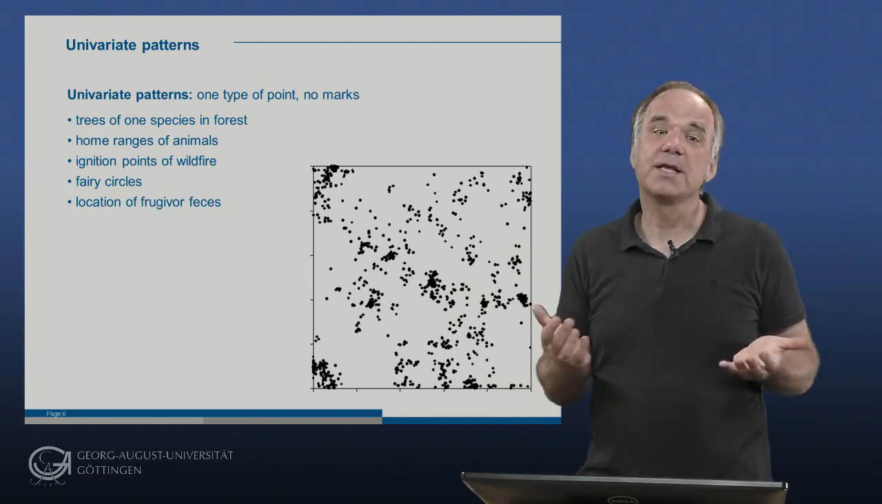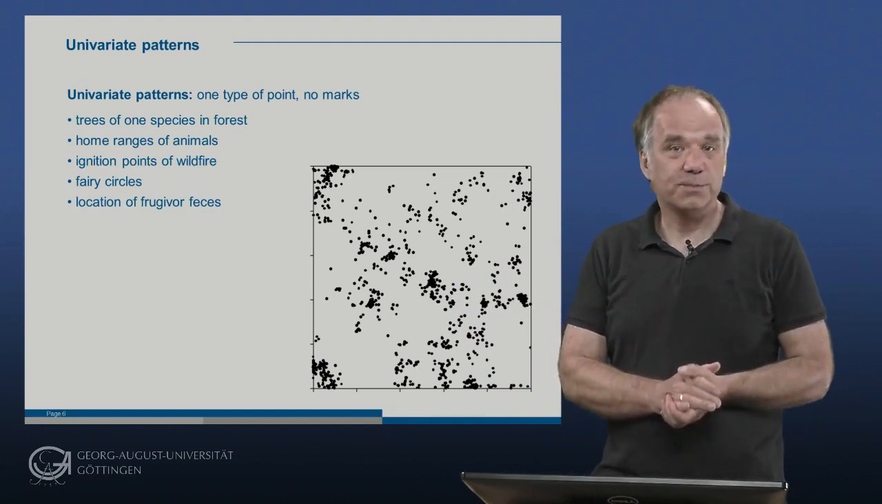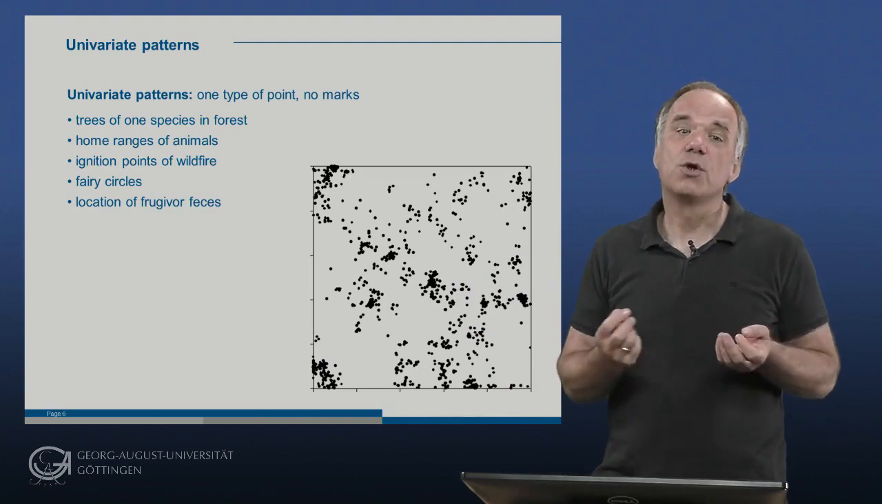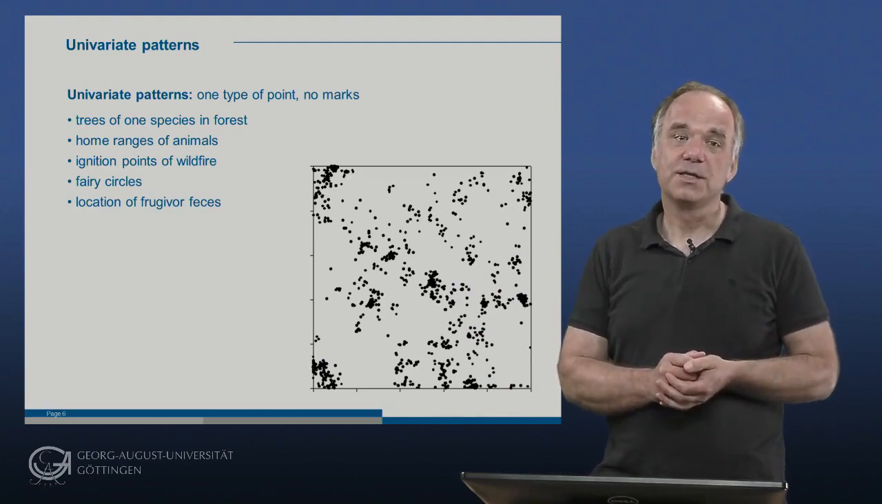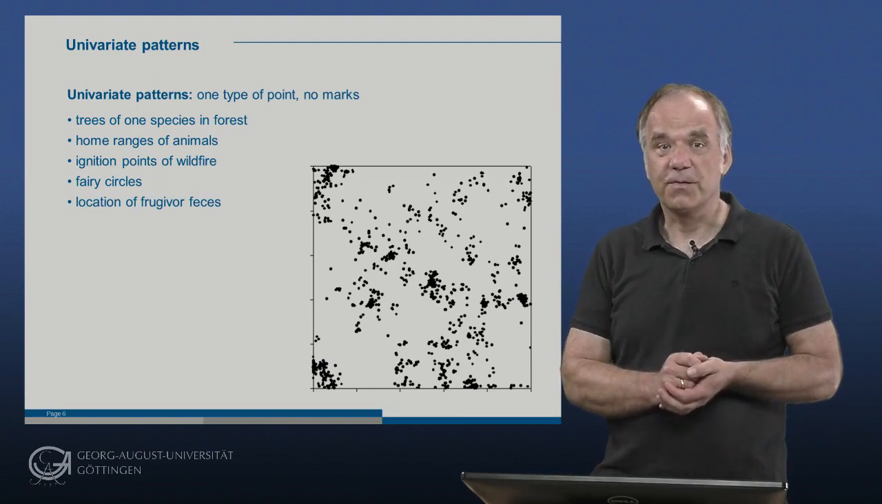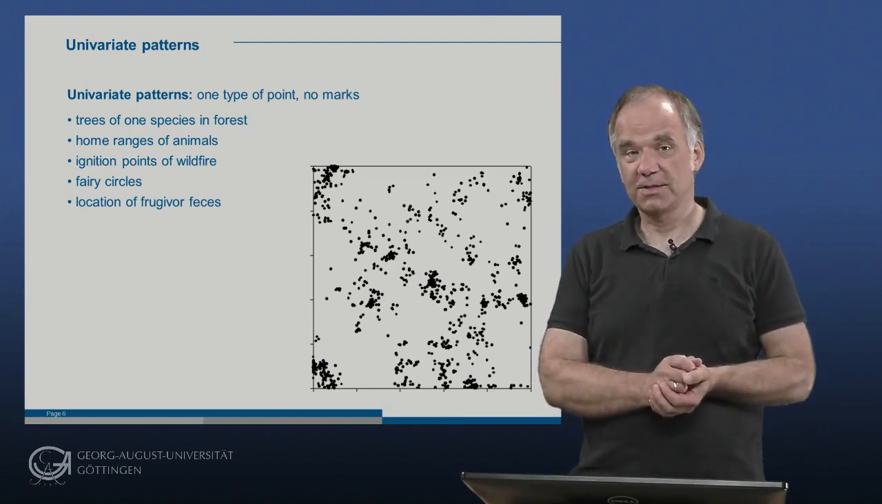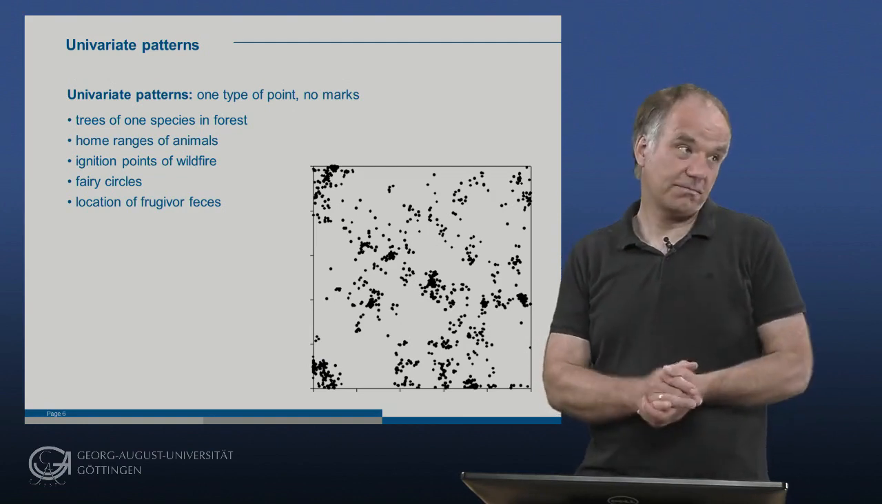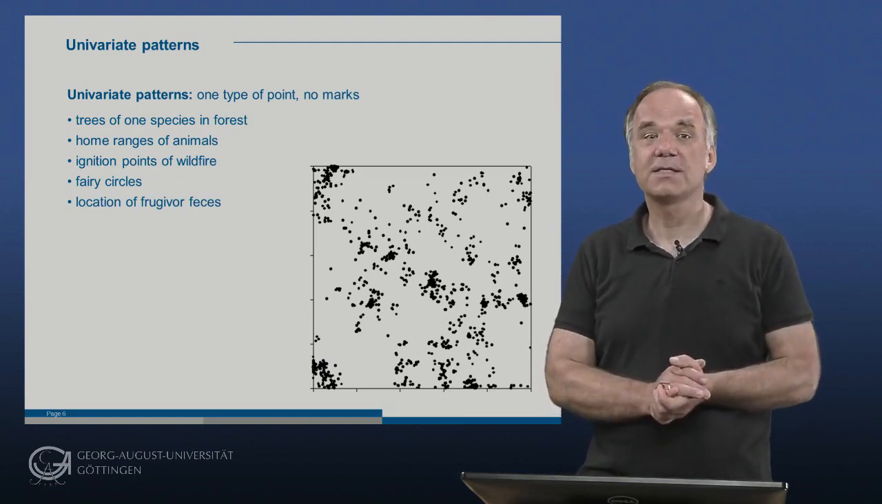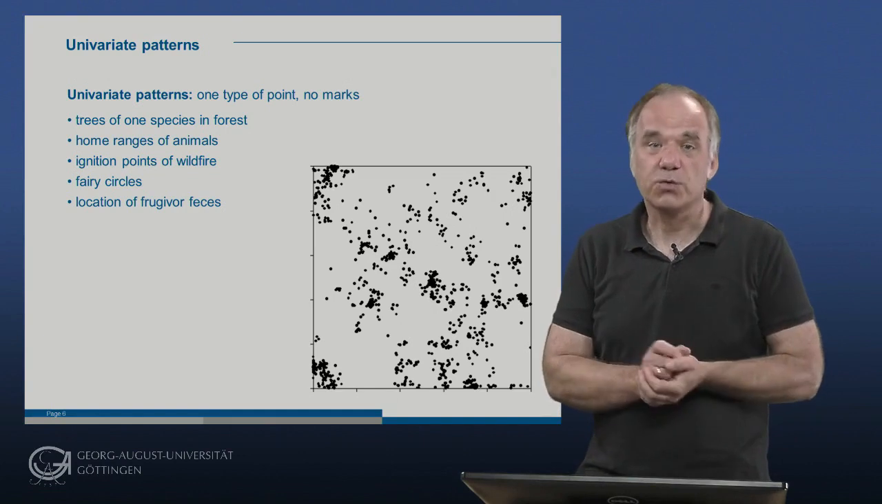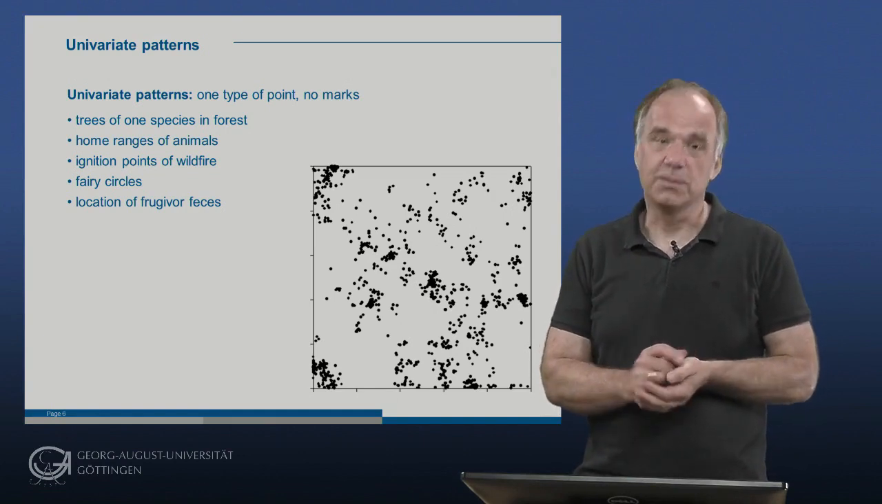These points can have many different meanings. For example, they could be the trees of one species in a forest, they could be the home range of individuals, they could be the ignition points of wildfires, or even the locations of various circles in Namibia. Or, as in our specific case, they are the locations of droppings of seed-dispersing animals.